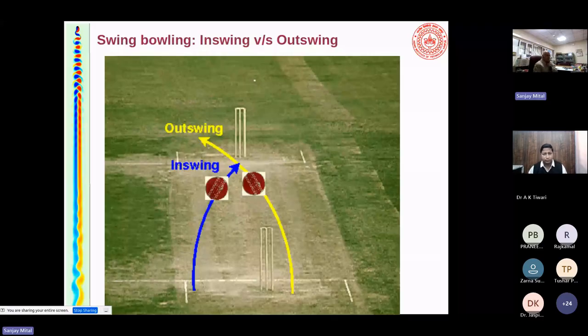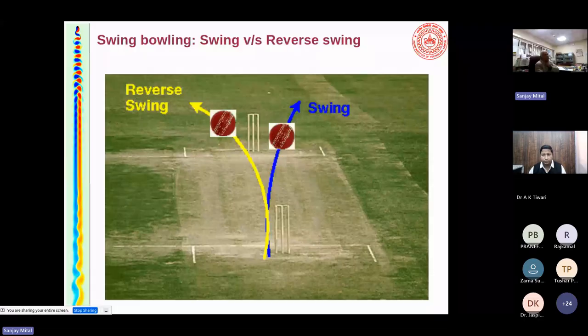But some bowlers can be very deceptive. They will hold the ball in a manner that the batter thinks it will move in the direction of the seam, but it moves the other way. So that's called the reverse swing.